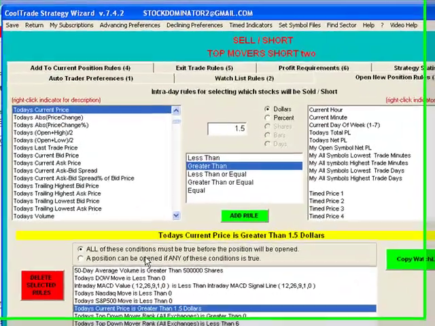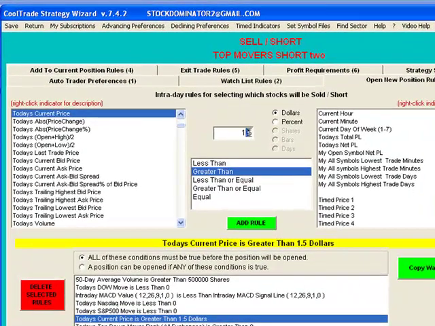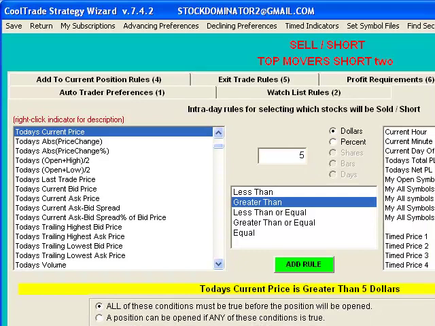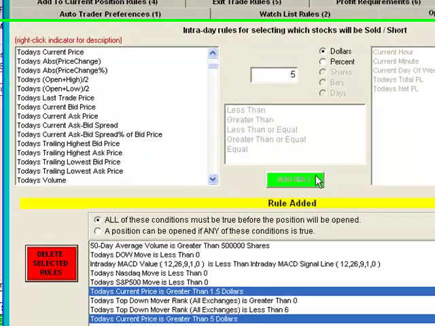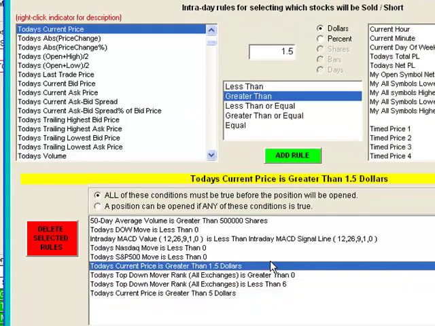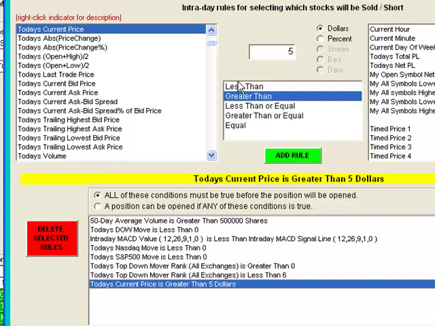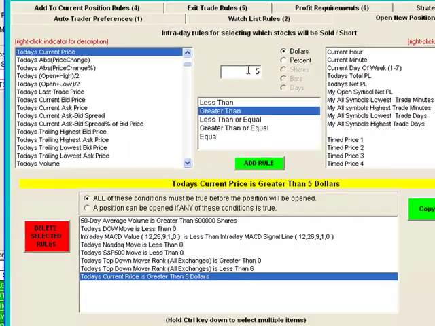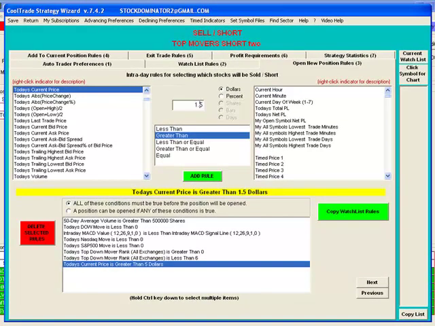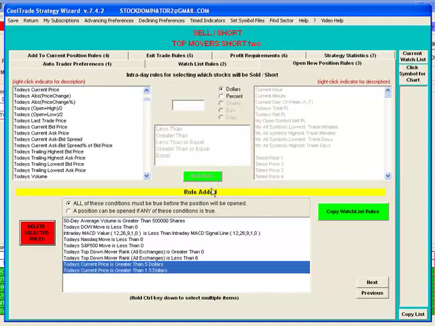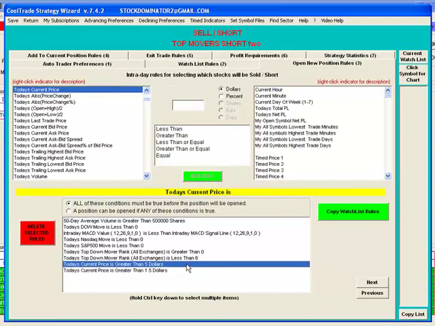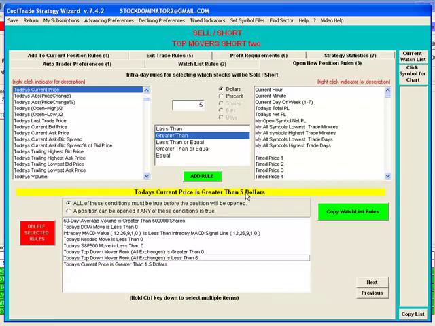And you can even change that. You can change that to maybe $5. It's just as simple as clicking add rule, and then you delete the prior rule. I'm just going to go back and change that, because I've been running the strategy successfully for a while. But it's real easy to make these little changes here.